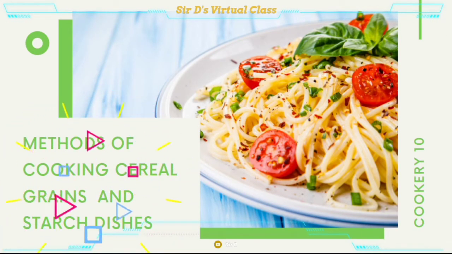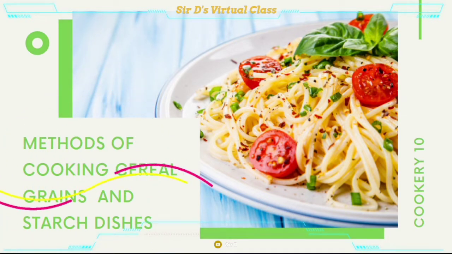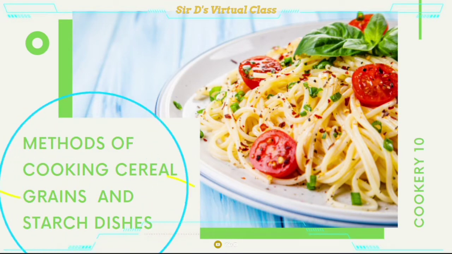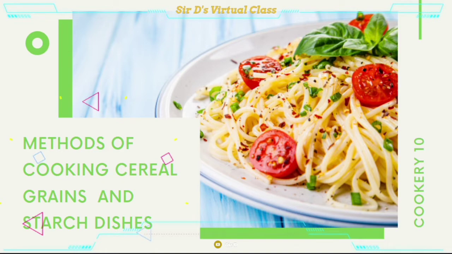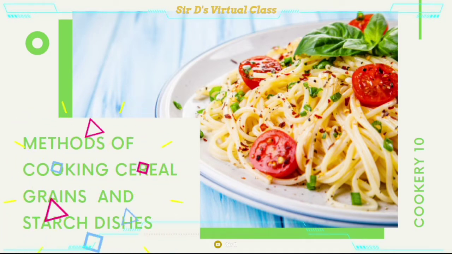Methods of cooking cereal grains and starch dishes. The main purpose of heating dried cereals in water is to soften and gelatinize their starch. This creates an edible texture and improves flavor.